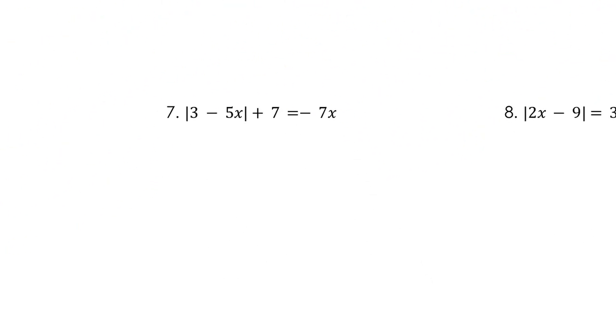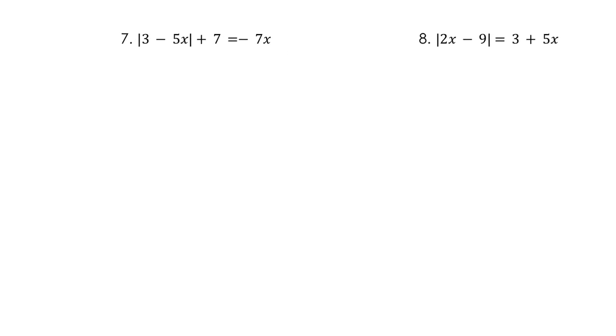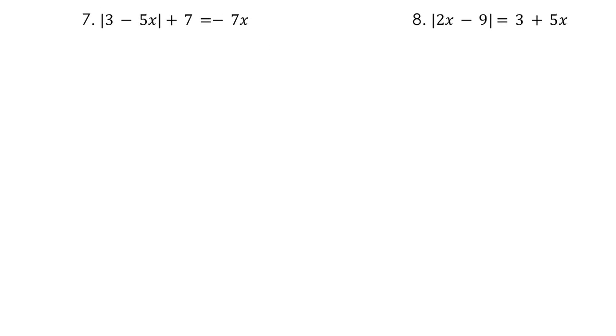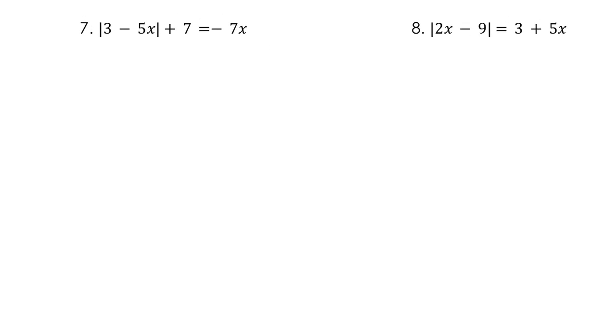Let's look at number 7. Number 7's a little bit different. Okay, so with number 7, what is the first thing I need to do? Read the problem. What's the first thing? Subtract 7. There is a 7 outside the absolute value bars. I need to move it to the other side. So I have absolute value of 3 minus 5x equals negative 7x minus 7.